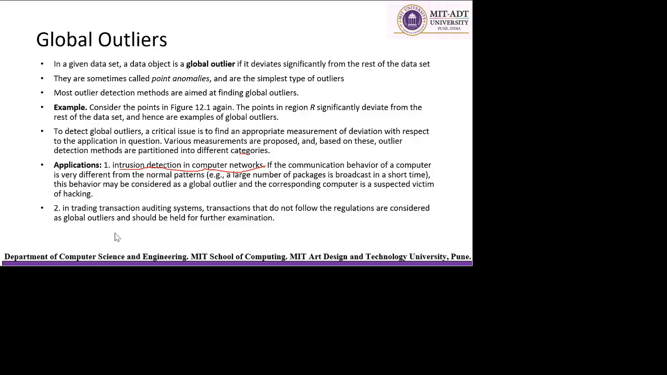So if the communication behavior of a computer is very different from the normal pattern, for example, if a large number of packets are broadcast in a very short time, this is not a normal case. So this may be considered as an outlier, a global outlier, and we may have our computer as a victim of hacking.